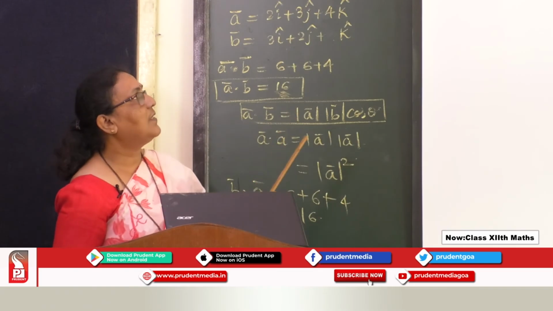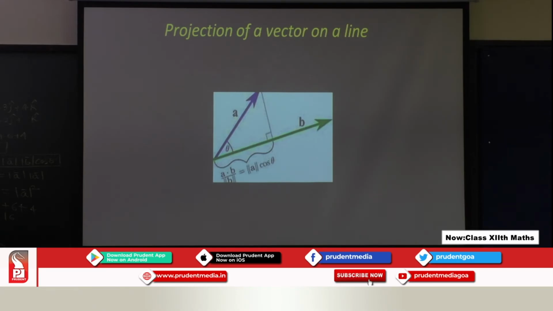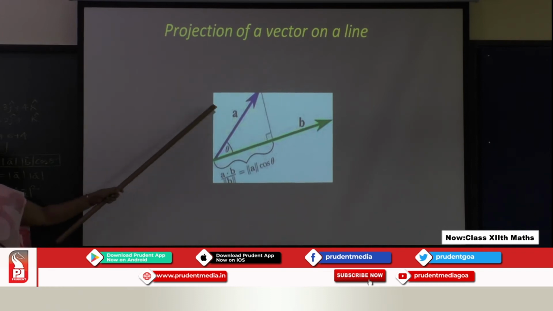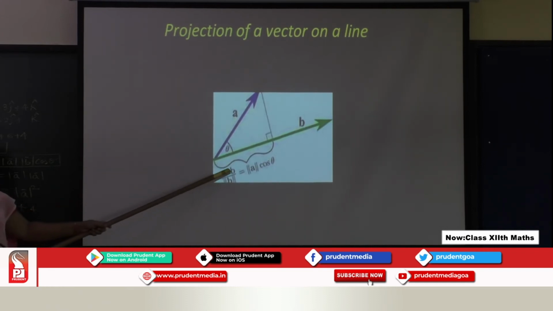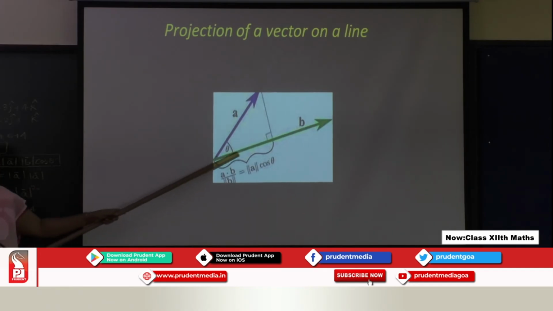Now the application of this: the projection of a vector on a line. The projection of vector A bar on this vector B bar is given by A dot B upon magnitude of B. If it was the projection of B bar on A bar, it would have changed. A dot B and B dot A are both the same, but in place of B you will get A and in place of A you will get B, and the angle will remain the same. So this is the projection of this vector on this vector.